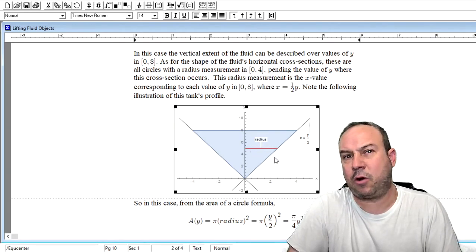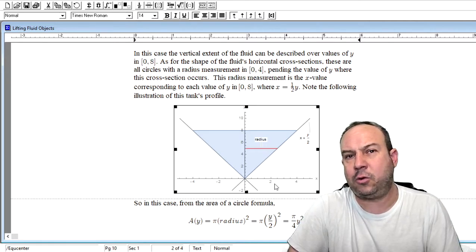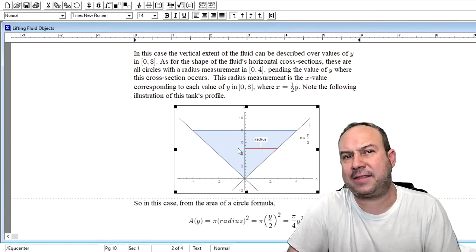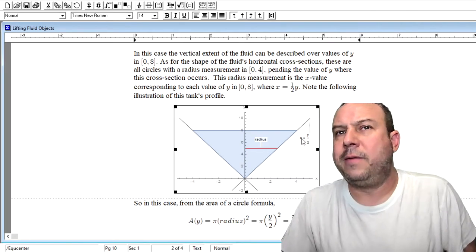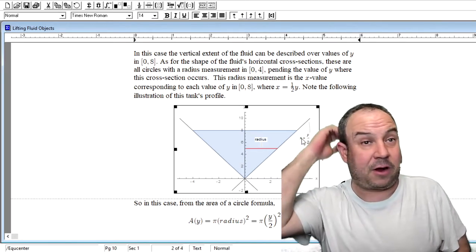We can go over here and see that is the actual depth of our tank. Here's 3, here's 2.5, or 5/2. That would be the radius that happens at this depth marker of 5. At 6, it would be 3. At 4, it would be 2. At 2, it would be 1. All based upon this relationship. So y over 2 is going to end up describing our radius.